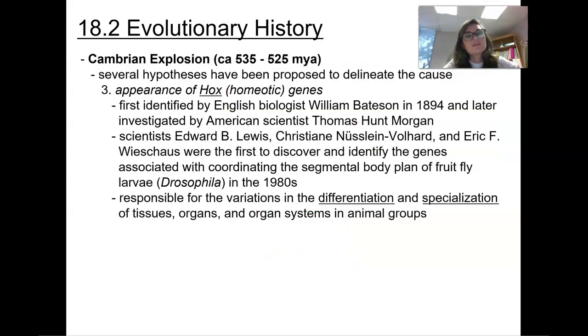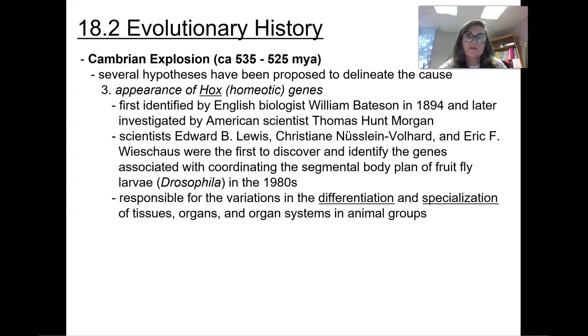All right. So the third thing that is going to be a major event is the appearance of the Hox or homeotic genes. These were first identified by English biologist William Bateson in 1894 and later investigated by the American scientist Thomas Hunt Morgan. Scientists Edward B. Lewis, Christiane Nüsslein-Volhard, and Eric F.